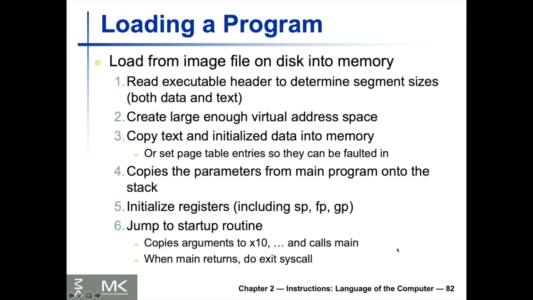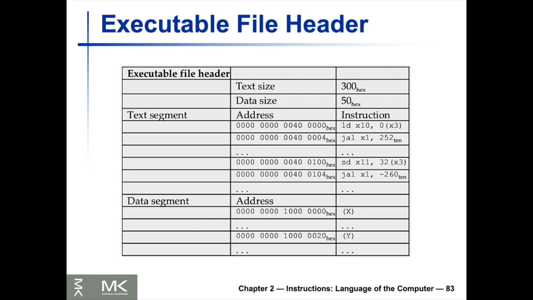And finally, in order to run the routine, we need to branch to a startup routine that copies the parameters into the argument registers and calls the main routine of the program. So that actually runs the program. So here's an example of an executable file header.